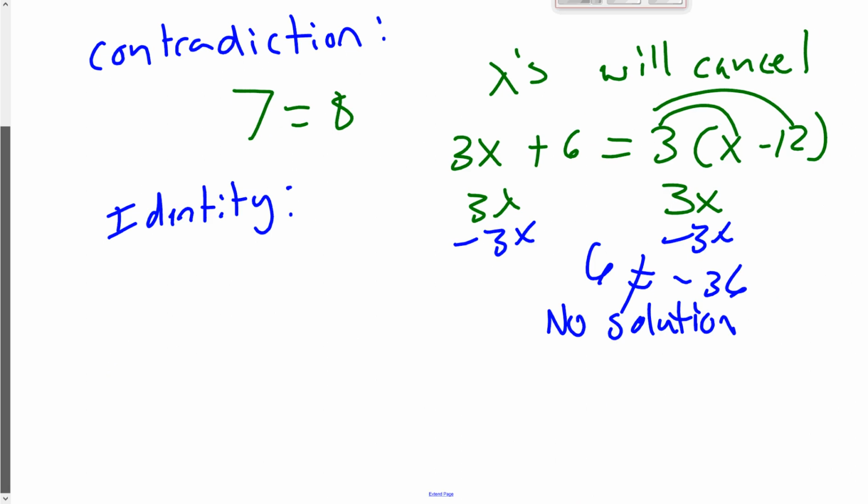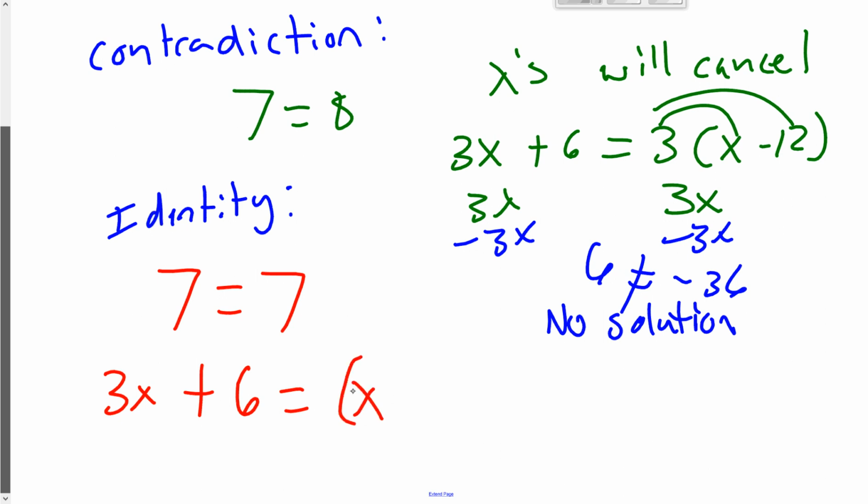Alright, the last one is an identity statement. Basically it's an equation where the x's will drop out again. So just like the last one, there's no x's, and then we'll just be left with a number equaling a number. But this time, the number will equal the same number. It's true. 7 does equal 7. So what that means is I can plug any number in for x. So say if I get 3x, we'll keep with the 3x thing. 3x plus 6 equals 3 times x plus 2.